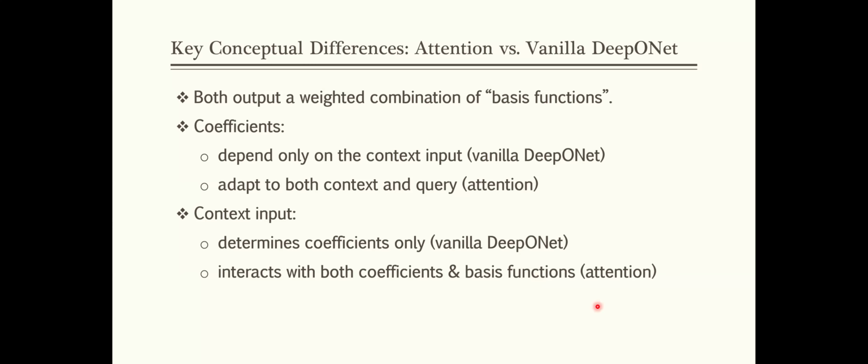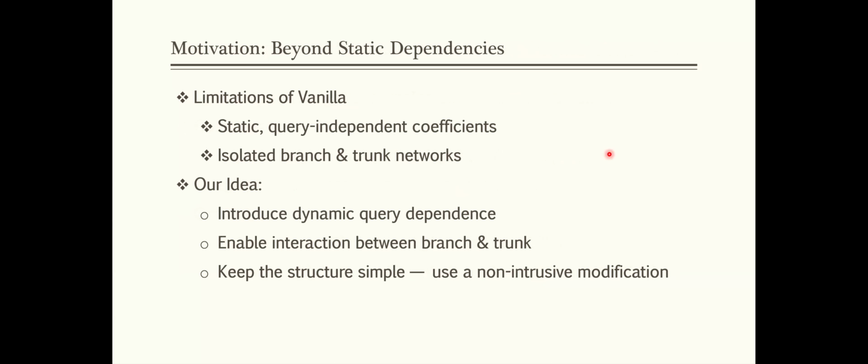Similarly, the context input in DeepONet only affects the coefficients, but in attention, the context interacts with both the coefficients and the basis. This forms a richer and bidirectional dependency in the model. These observations highlight a fundamental limitation of the vanilla DeepONet. The coefficients are static. They don't change with the query point, and the branch and trunk networks play completely separate roles. This may limit how expressive the model could be when dealing with complex operator mapping.